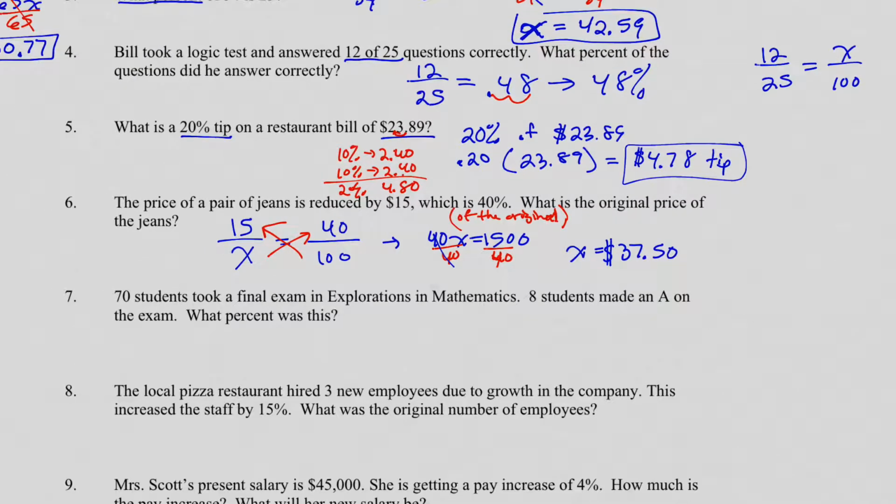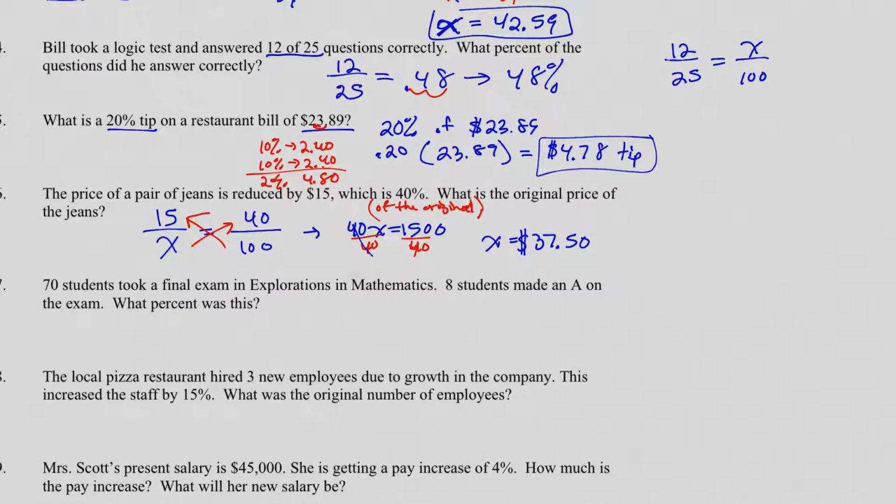Okay, so if you want to check this to make sure this is right, you want to do, okay, what's 40% of 37.50? So you just put that in your calculator. 0.4 times 37.50, and we get 15. Okay, $15.